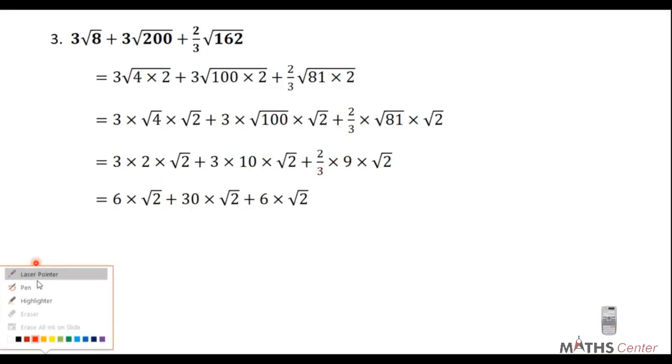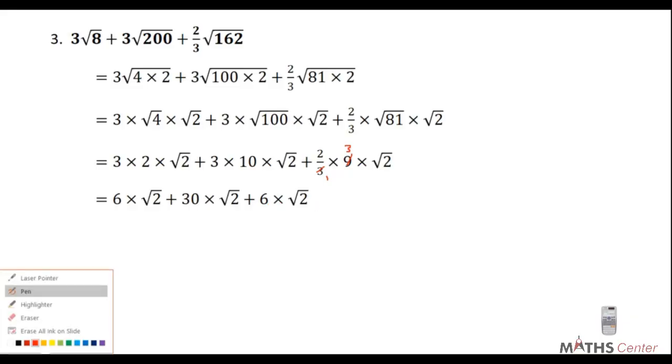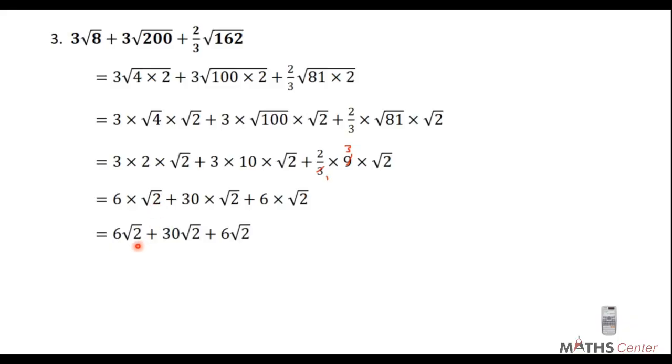So this is what we mean. So 3 here will cancel itself once, cancel 9 three times. So we have 2 times 3 to give us 6, as we have. So 6 times square root of 2. Then we proceed with our simplification. We know that 6 times square root of 2 gives us 6 root 2. 30 times square root of 2 gives us 30 root 2. 6 times square root of 2 gives us 6 root 2.